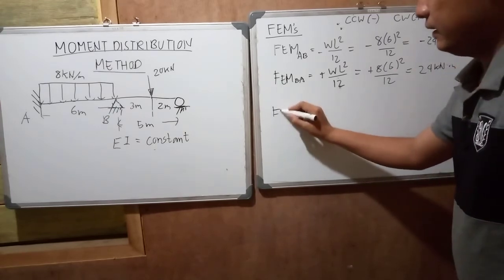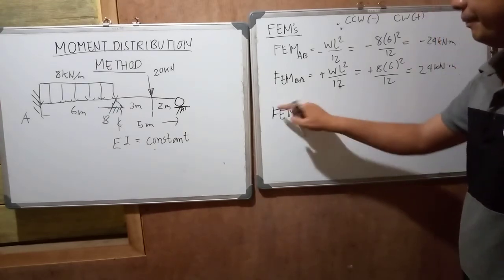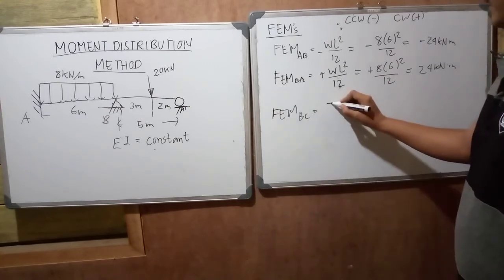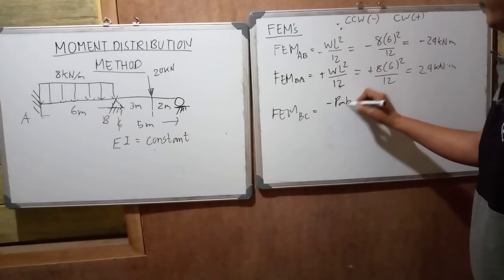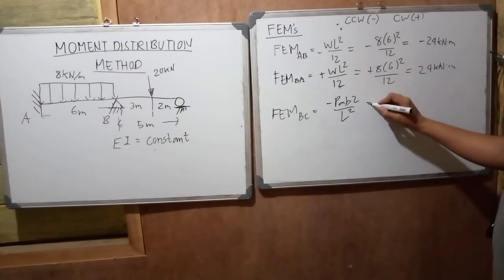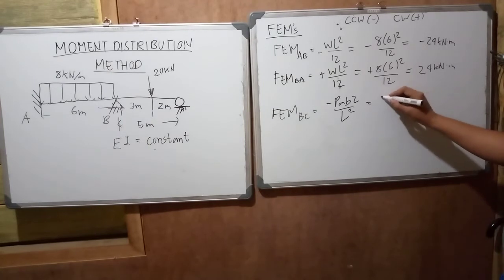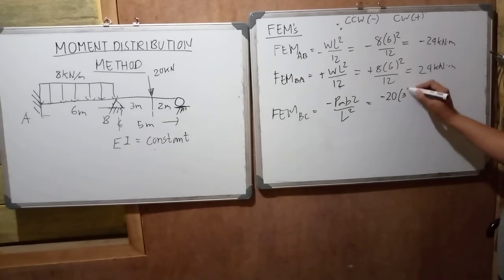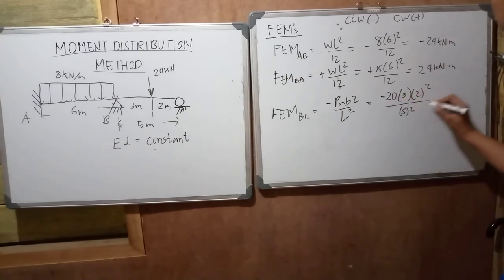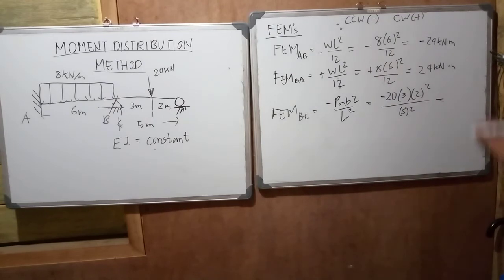And then FEM BC is negative PAB squared over L squared. Our A is the same, 3, and our B is 2. Negative P is 20. So, 3 times 2 squared over 5 squared. This is the same, negative 9.6 kilonewton meter.